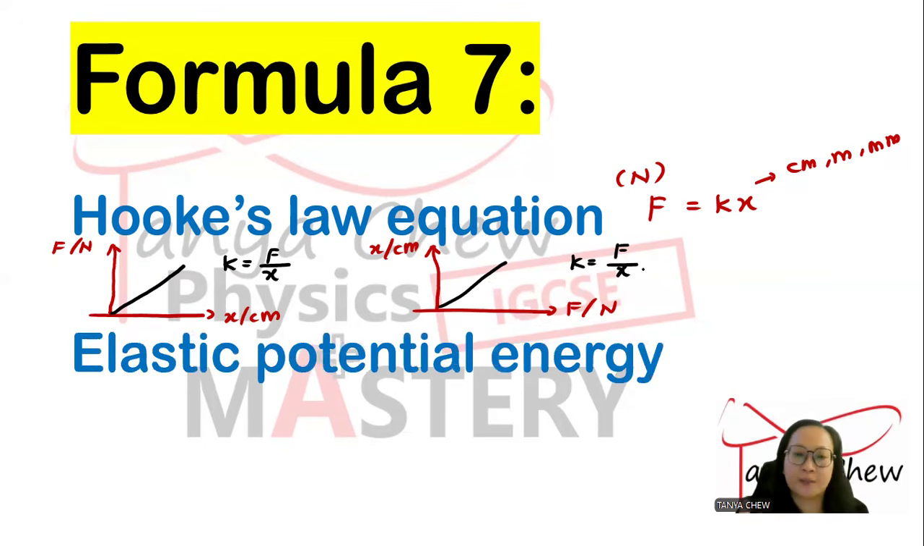Now, another thing is about elastic potential energy. When a graph is being given, elastic potential energy is area under the graph. So elastic potential energy is half Fx, because this is the area of triangle, right? Or you can also replace F with kx, so another expression for elastic potential energy is half kx squared.